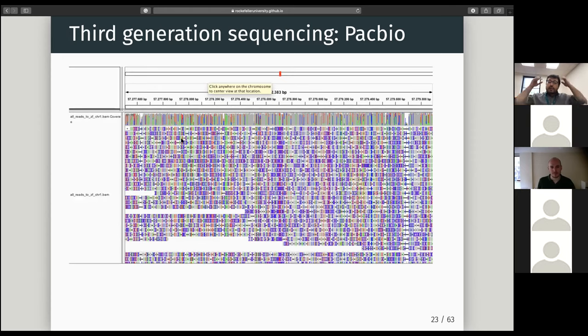So this is what PacBio alignment looks like. I don't know if you're familiar with IGV plots. This is aligned to a zebrafish genome. Each of these rows is a PacBio sequence.